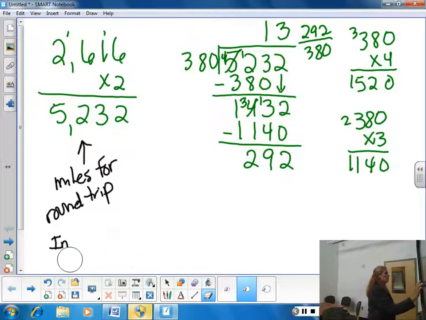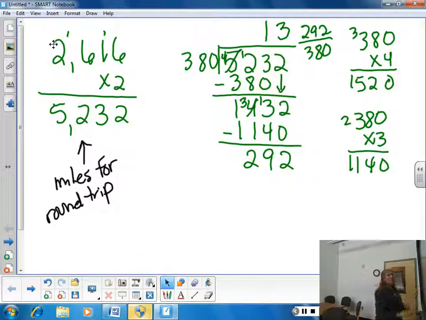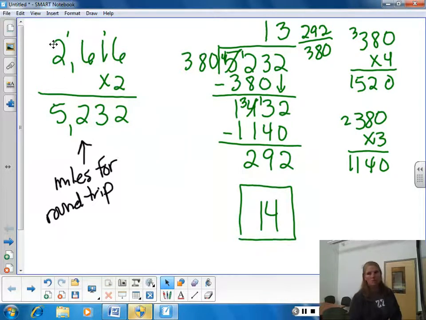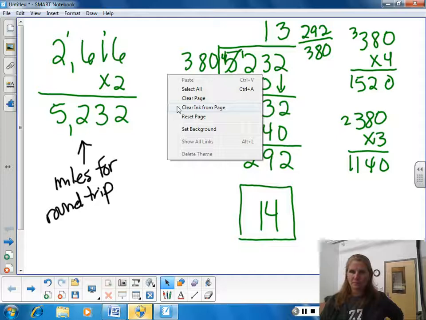So for this problem, half of 380 would be like 190. 292 is way more than half. So we would say, rounding up, he would need 14 times to refill and recharge his car to make it to Alaska and back. Okay.